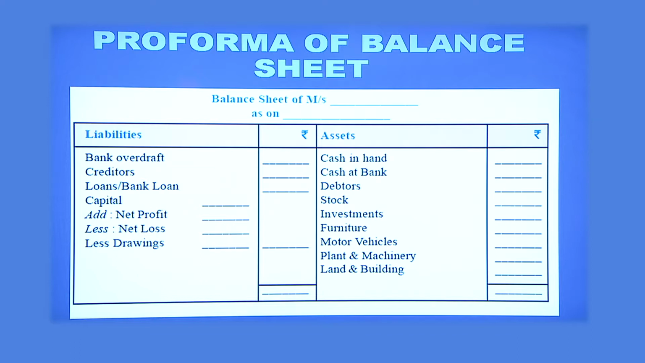Under assets, you can include all the fixed assets and current assets. Here I have written current assets first, that is cash in hand, cash at bank, debtors, stock. Under fixed assets, investment, furniture, motor vehicle, land and building, plant and machinery, etc.